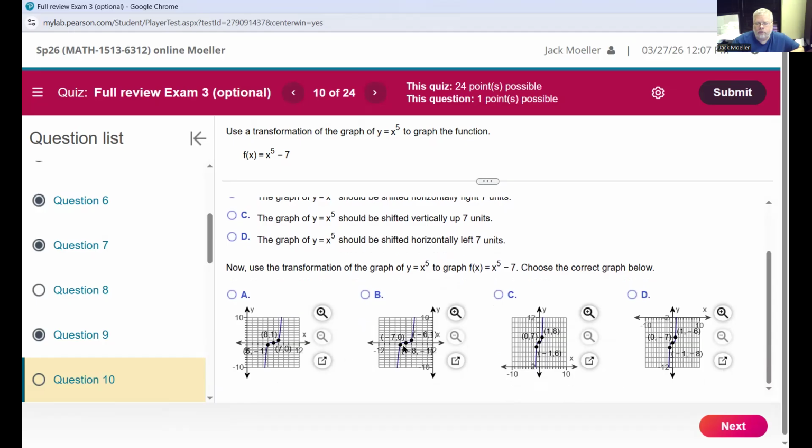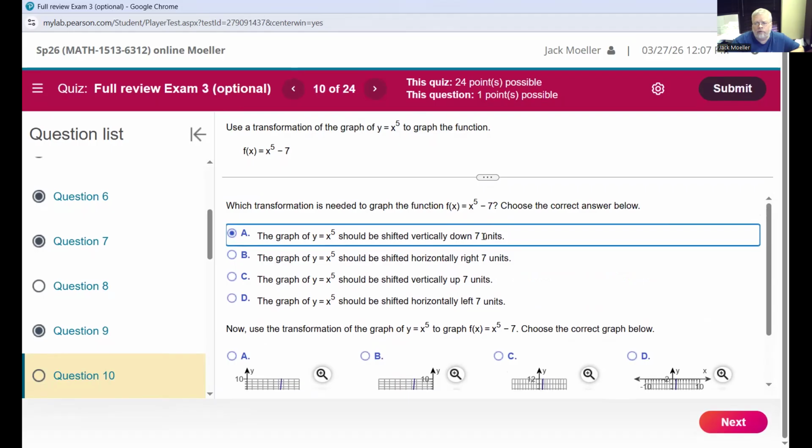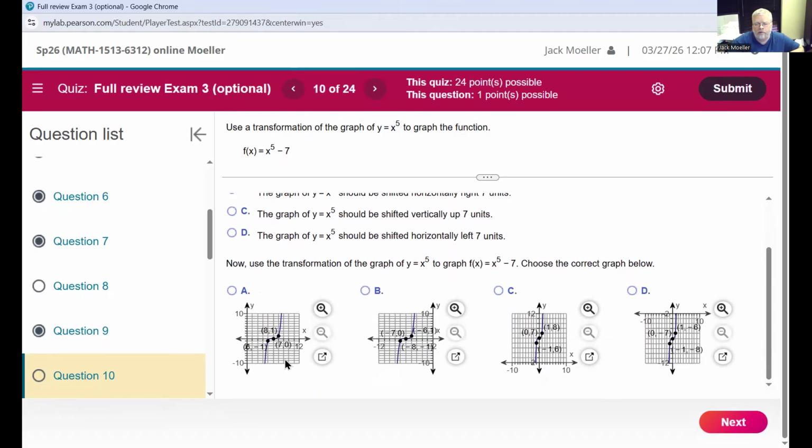So there's our S shapes. Notice that they kind of put the axes right at the edge on all these. It makes it a little bit harder to read. I always like to make my axes a little bit more obvious, but that's why they got the arrows on the end. So we're looking for something that's been moved down 7.